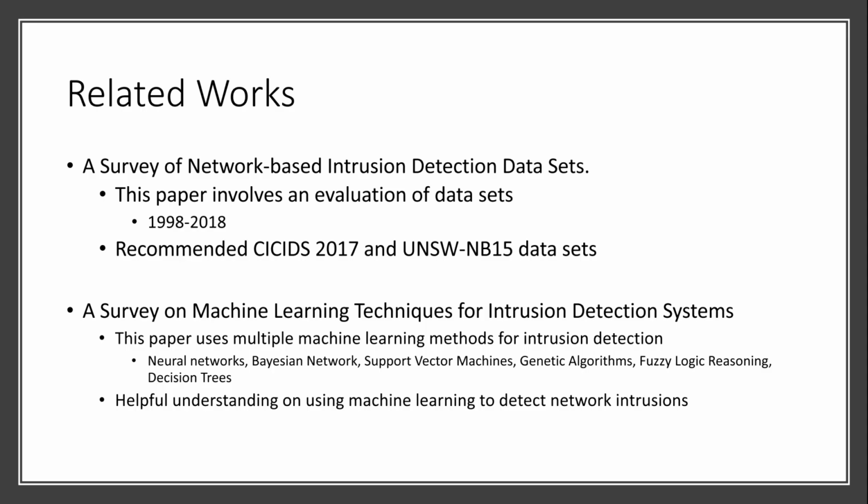There are 2 research papers cited in our references that are closely related in their missions. The Survey for Network-Based Intrusion datasets evaluated network datasets from 1998 to 2018 for their effectiveness in detecting new network threats. This evaluation recommended the SICK-IDS 2017 dataset and the UNSW-NB15 dataset. Another paper is a survey of machine learning techniques for intrusion detection that reviews 6 algorithms for detecting network intrusions. This paper includes well-explained approaches of machine learning algorithms for intrusion detection systems.